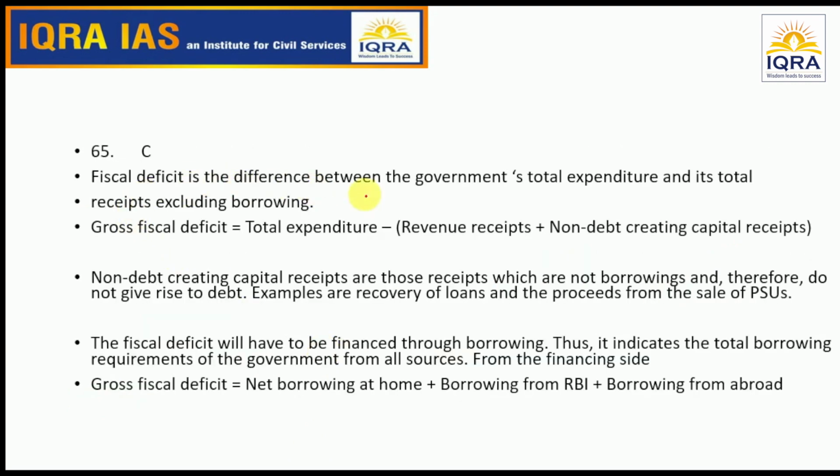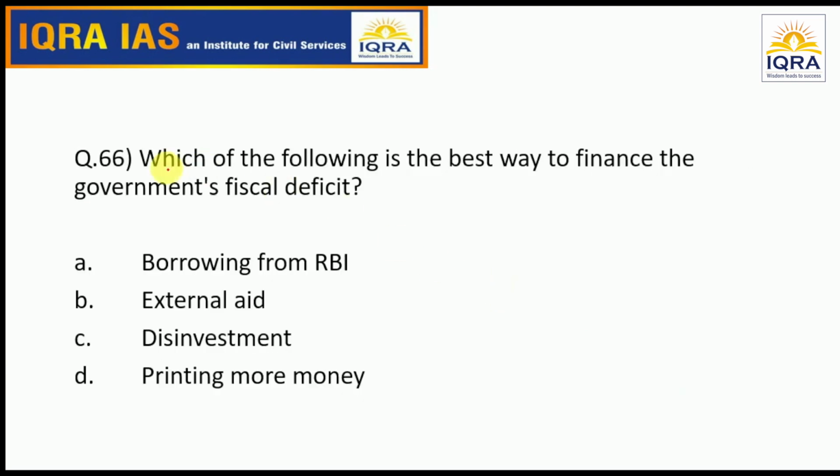So fiscal deficit is the difference between the government's total expenditure and its total receipts excluding borrowing. So this is your total fiscal deficit. And non-debt creating capital receipts are those receipts which are not borrowings, and therefore do not give rise to debt. Gross fiscal deficit is net borrowing at home plus borrowing from RBI plus borrowing from abroad. So this is also there. So both are correct. Question number 66.